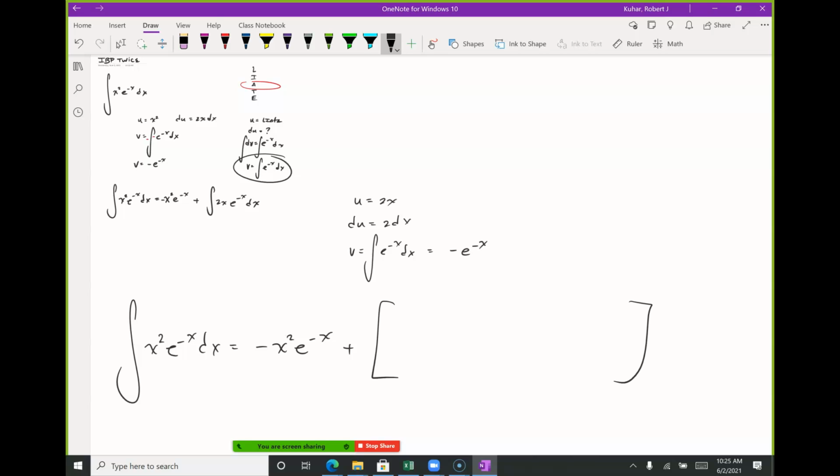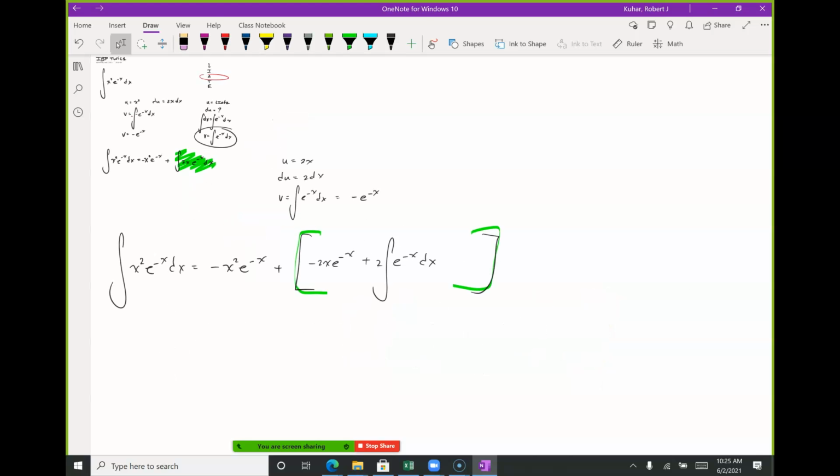So now for the second integral here, for this green, right, I'm putting in a whole new by parts. So a whole new uv minus the integral of v du, right? So uv is negative 2x e to the minus x minus the integral of 2 e to the minus x dx. And you can see now it's back to a simple u sub, so it's not going to be by parts anymore.